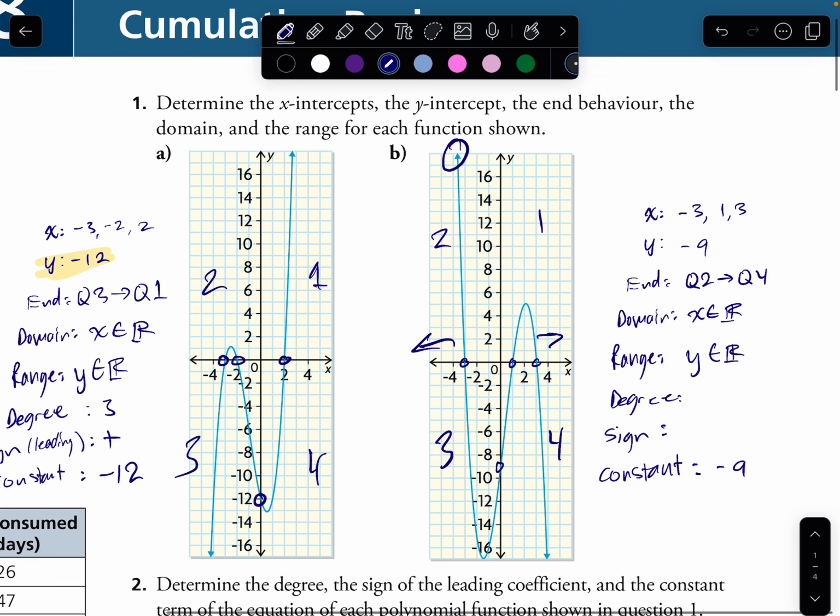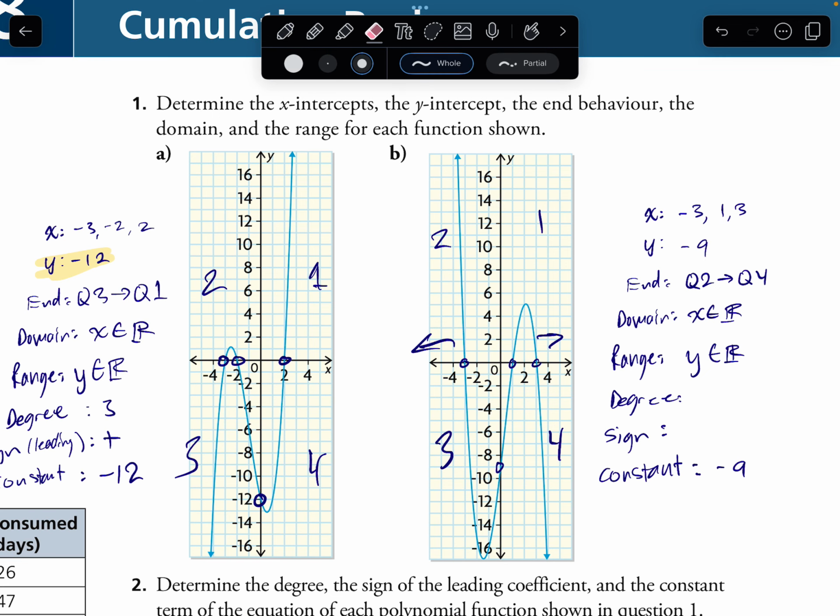For this one, we've got the same shape, so the degree is also going to be 3, 2 turning points again. But the sign, it starts from the top left and finishes in bottom right as an odd function, which means it is going to be a negative sign.